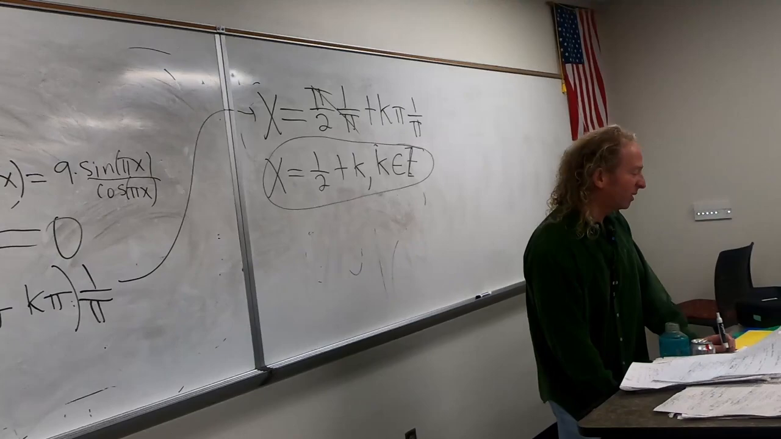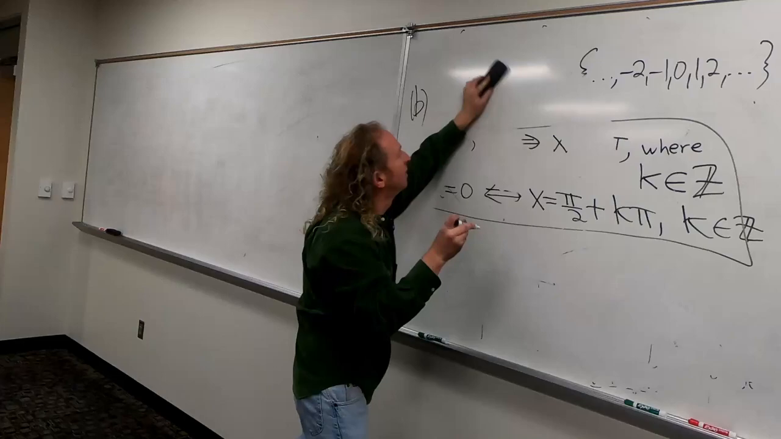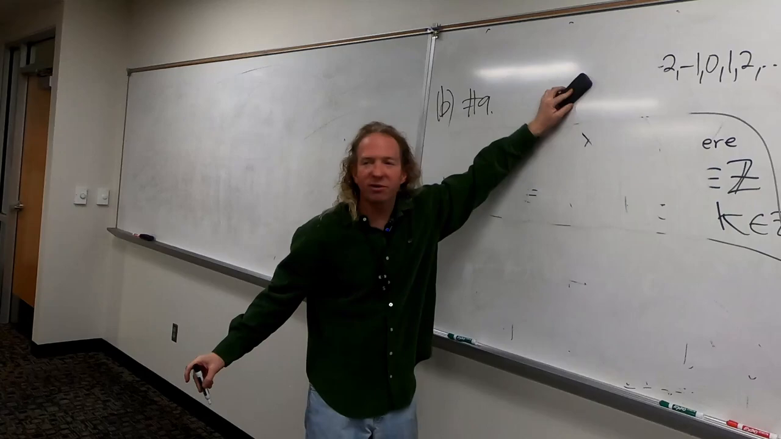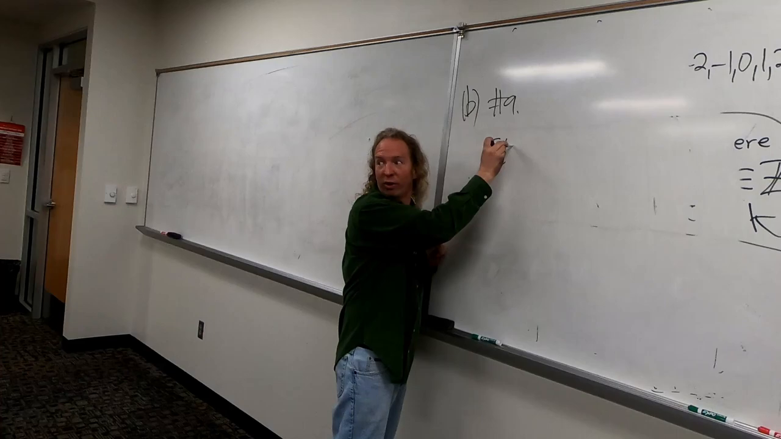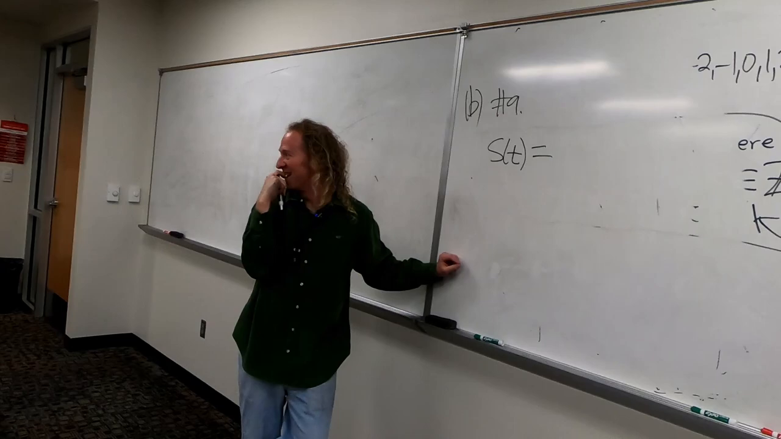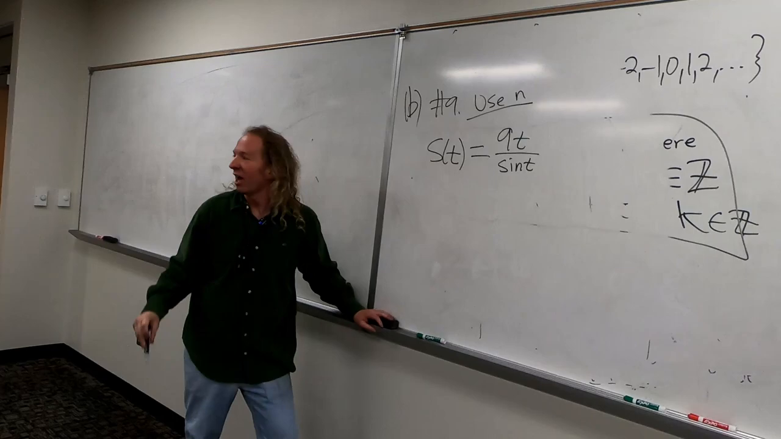How about number 9? So B is number 9 from the homework. Can someone read me number 9? Is it f of x or f of t? F of t? S like in Superman? Yes. And it's equal to 9t over sine t. And the homework wants you to use n. They have a little box you have to fill that in. I want to do this one and explain it, and then we'll do more after this.